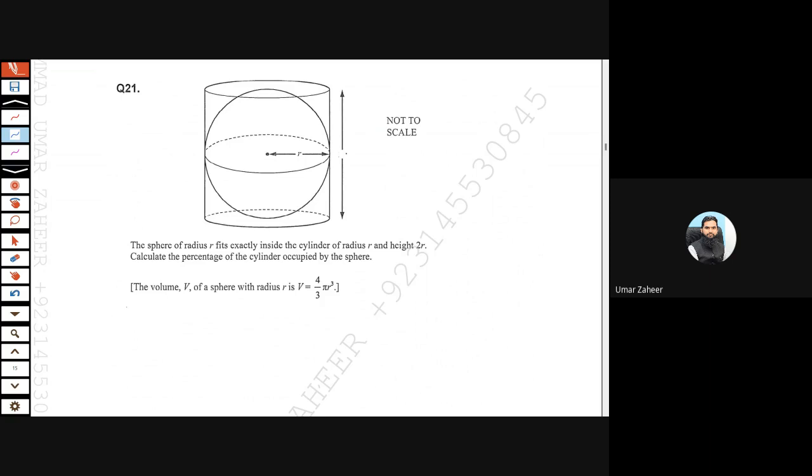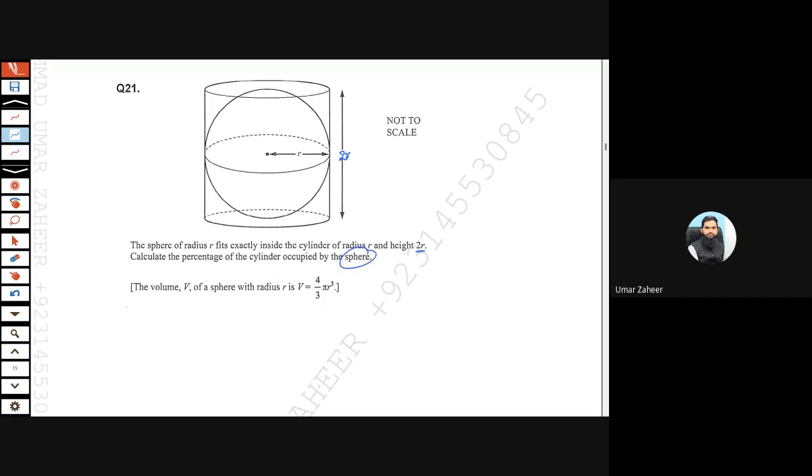Okay, the next question is: a sphere of radius r fits exactly inside a cylinder of radius r. Means the radius of the cylinder and the radius of the sphere are exactly equal. And the height is equal to 2r. Okay, it is given that it is 2r. Calculate the percentage of the cylinder occupied by the sphere. Okay, we have to find a percentage.